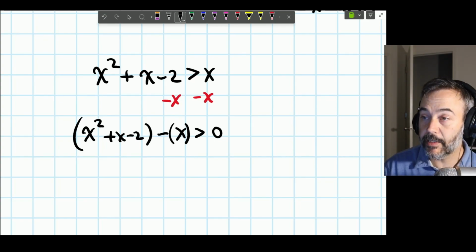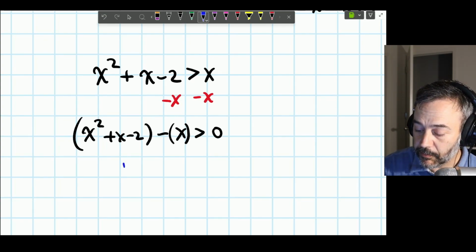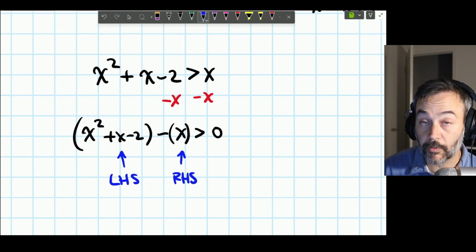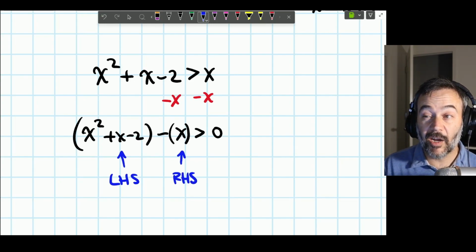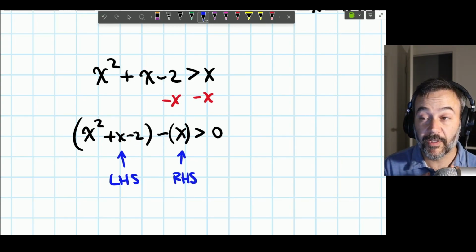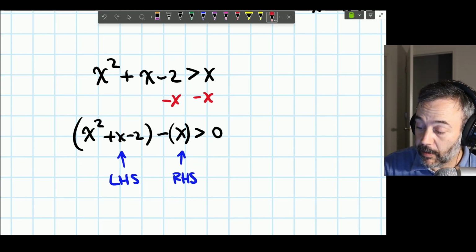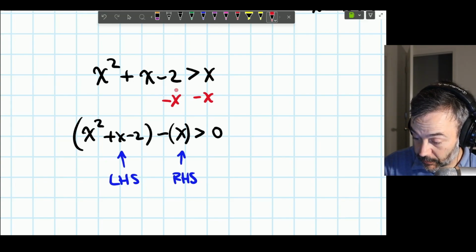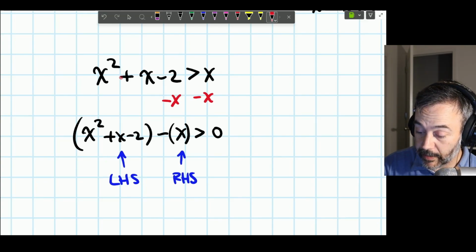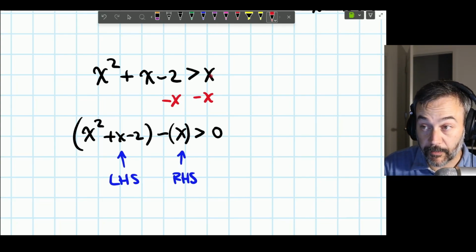I'll just put parentheses here to really emphasize that this was the original left-hand side of the inequality, and this is the original right-hand side of the inequality. I want to know where the difference between the two is positive. And specifically, since I subtracted the x over this way, I want to know when is this one minus this one greater than 0. Because wherever that's true, then this one will be above this graph.